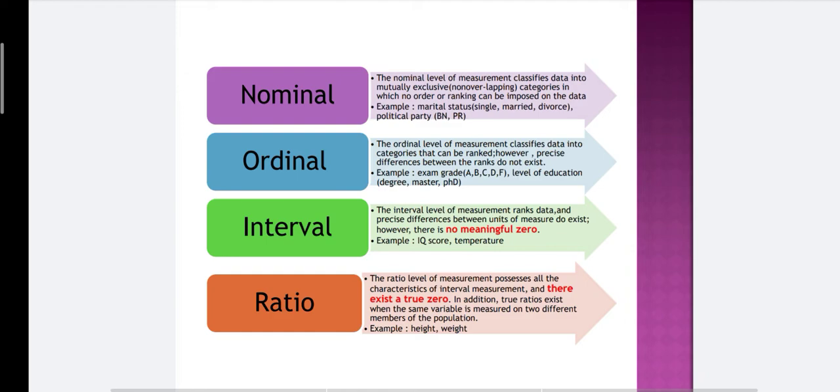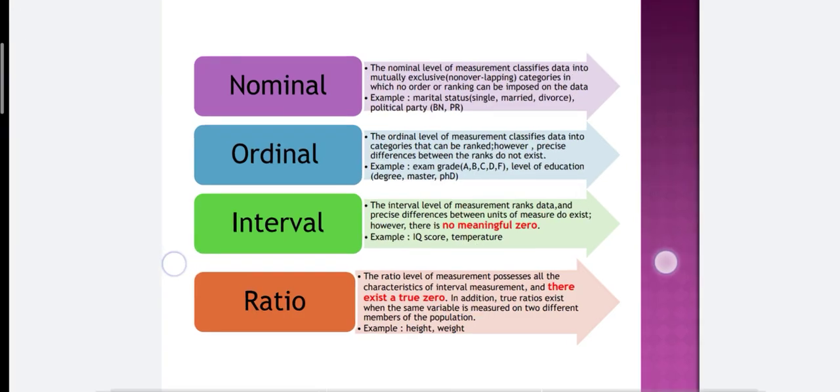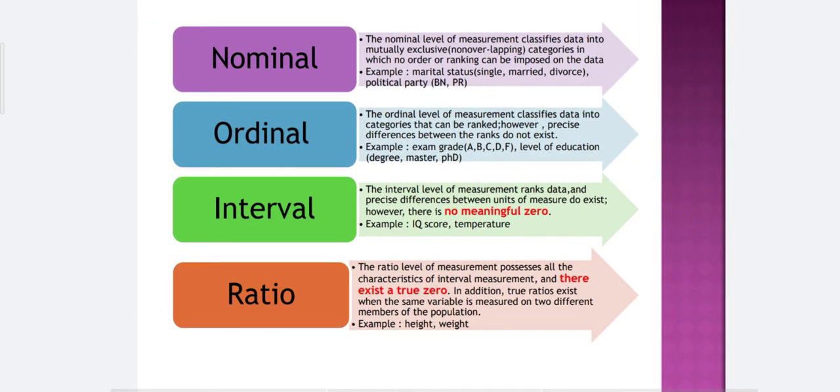Untuk nominal, nominal adalah classify data into mutually exclusive ataupun non-overlapping categories in which no order or ranking can be imposed. So, nominal ni adalah categorical data. Contohnya, marital status tadi kategori single, married, divorce. So, usually qualitative variable adalah scale of measurement dia adalah nominal sebab ianya adalah kategori.